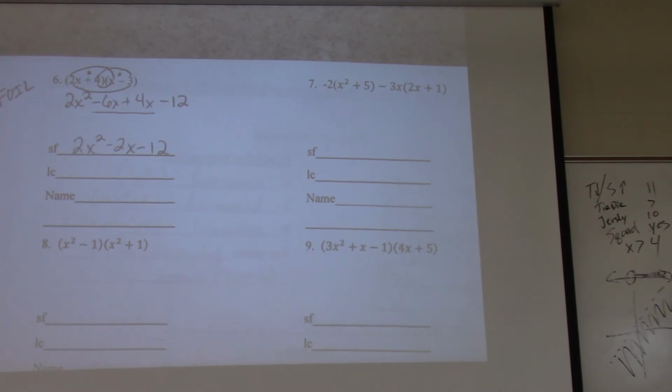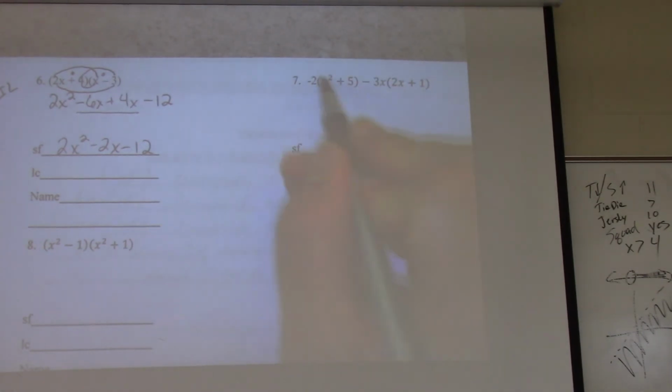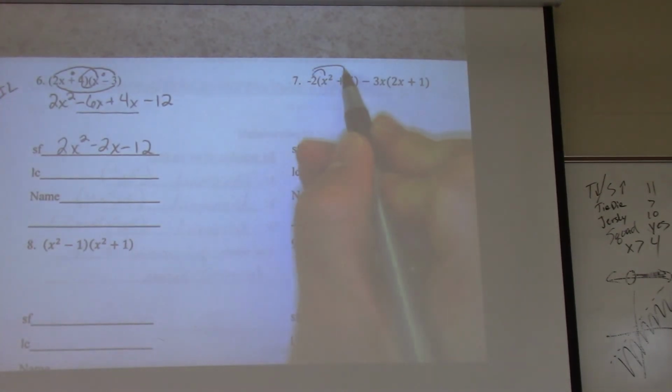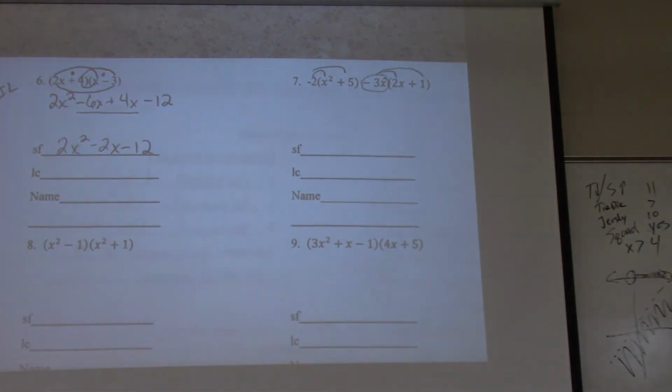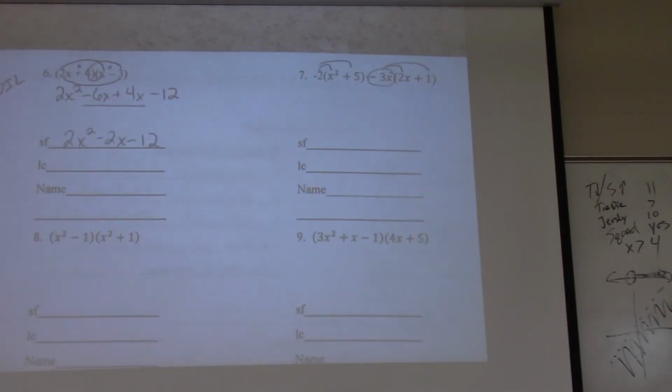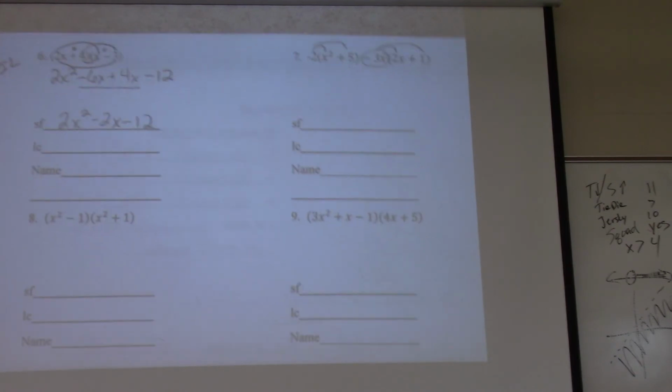What's the difference between 6 and 7? That's right. I have numbers in front that I have to distribute. Whereas on number 6, there's parentheses right next to parentheses. I need you to see the difference there because there is a difference. There are some numbers in between. So I need to distribute this negative 2. And I need to distribute the negative 3x into both of those terms. Come back to it.